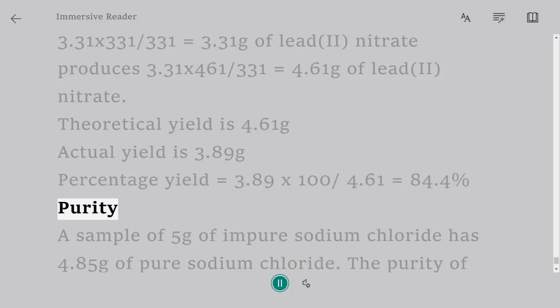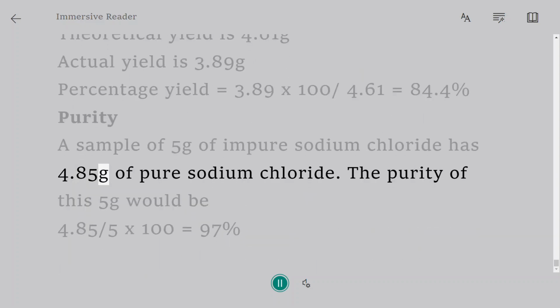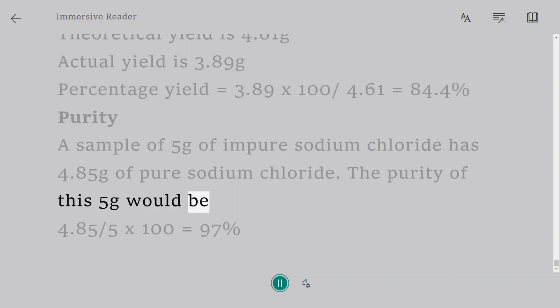Purity. A sample of 5 g of impure sodium chloride has 4.85 g of pure sodium chloride. The purity of this 5 g would be 4.85/5 times 100 equals 97%.